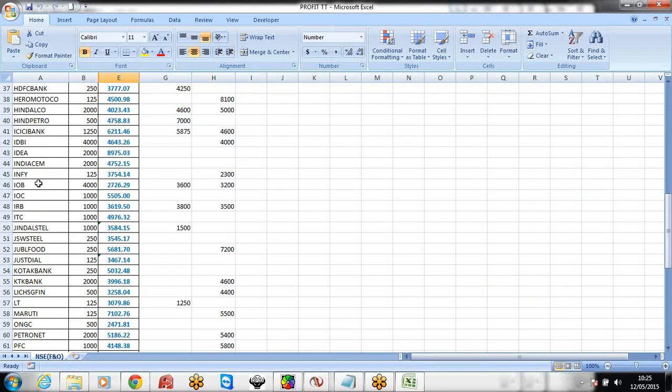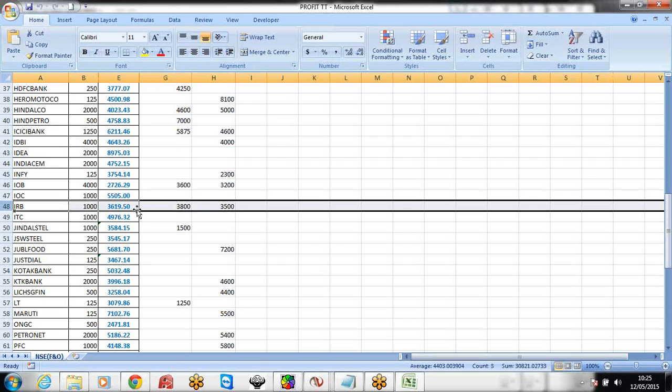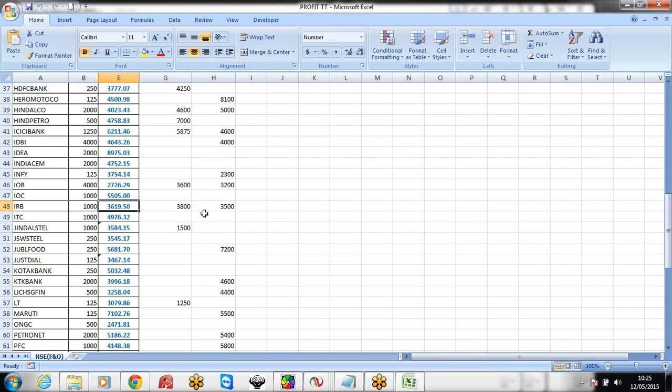What you are investing in IRB for an intraday trade is 3,619 rupees. Now you are making 4,800 rupees as your profit. That's double your investment. More than 100% returns. So this is how you can trade.